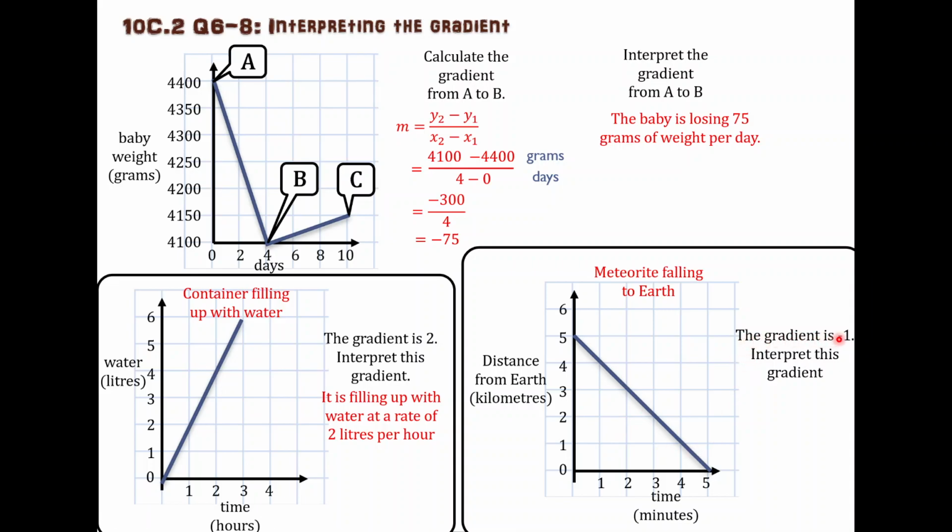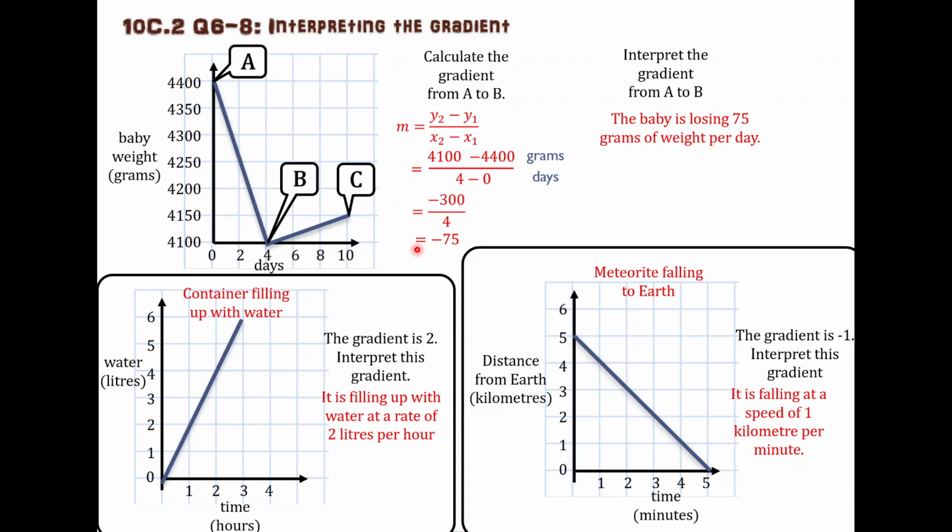The gradient is -1. Although the question tells us that, you could figure it out, because if I start here, for example, and I go across 1 unit, I have to go down 1 unit. So for each unit across in the x, the y unit goes down by 1. That's why it's negative. Interpret this gradient. Well, the unit is going to be kilometres per minute, and that sounds like how fast this is happening. So the meteorite is falling, going down at a speed of 1 kilometre per minute.